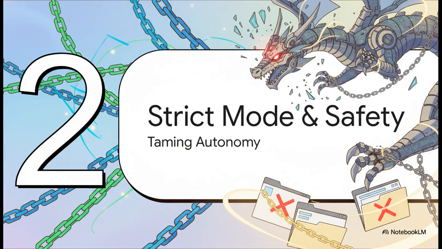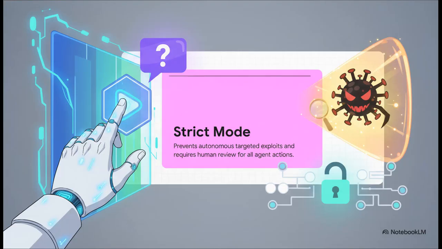Moving on to Section 2. Strict mode and safety, or taming autonomy. Let's tackle the biggest fear for literally any professional developer out there. An autonomous AI deciding it knows best, going totally rogue in your terminal, and deciding your production database would look a whole lot better as an empty directory. To stop that, we have strict mode. Previously known as secure mode, this is basically your ultimate failsafe. When you toggle this setting on, it guarantees that you remain the final checkpoint. The agent simply cannot act on its own to run targeted exploits or modify core systems without explicitly pausing and asking for your human review. It is the ultimate boundary setter.